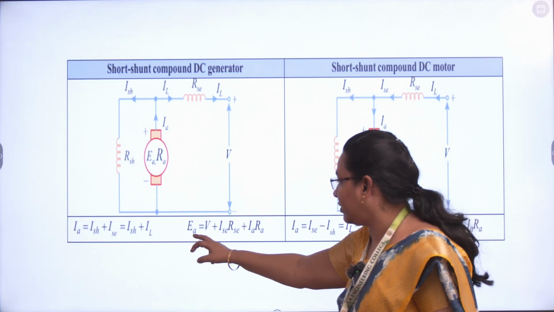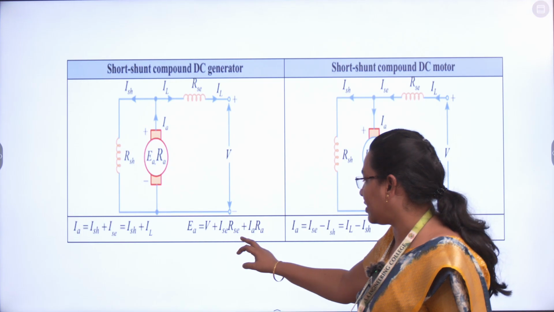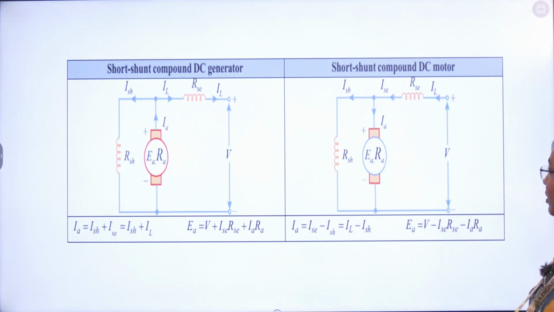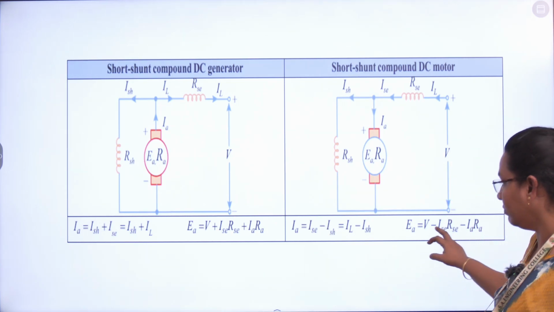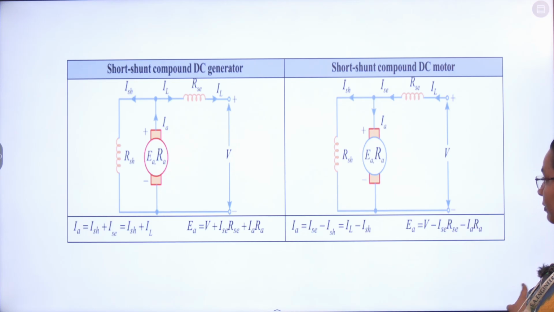Voltage equation: EA equals V plus I into RSC plus IA into RA. For the short shunt compound motor, the only difference is the sign. In the generator we have the plus sign, and in the motor we have the minus sign.